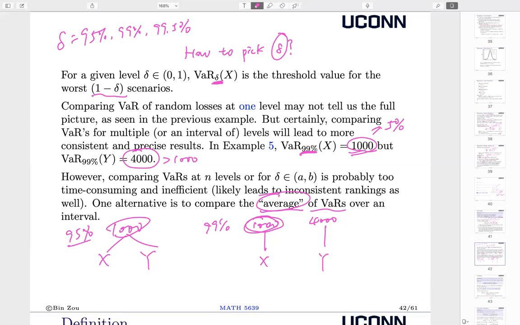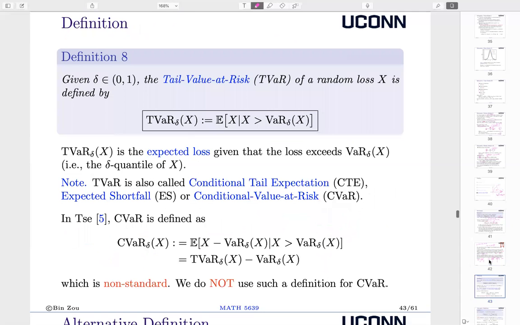But for Y, as the level gets bigger and bigger, this number gets bigger and bigger, goes all the way to 5,000, right? So if you average, it will be some number between 1,000 and 5,000, meaning it will be bigger than 1,000, right? So we get to the result we want, that is Y is more risky than X, right? So with everything in mind, let's formally introduce the definition.